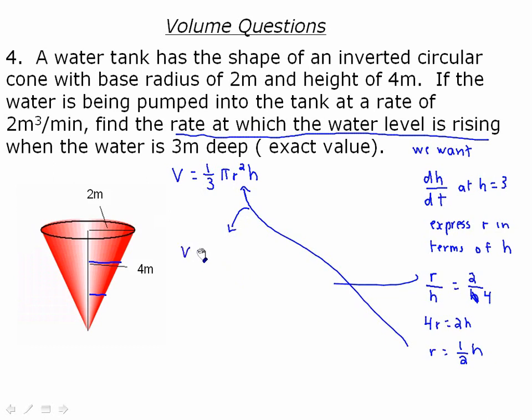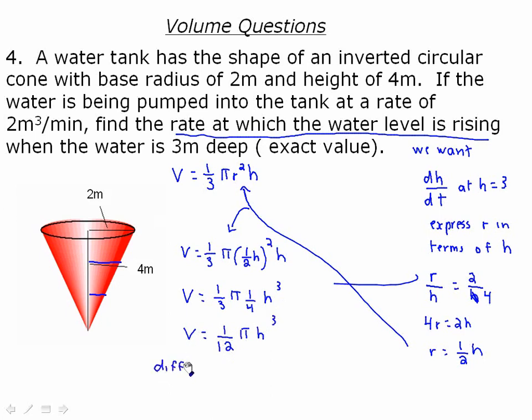So now, V is equal to 1 over 3 pi, and instead of r, we get 1 over 2 h, all squared, times h. So V is equal to 1 over 3 pi times 1/4 h squared times h, so that's h cubed. So V is equal to 1 over 12 pi h cubed. So that's where we want it. And we now differentiate with respect to time.